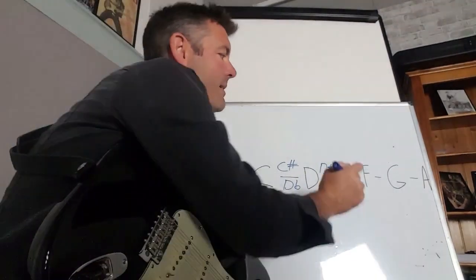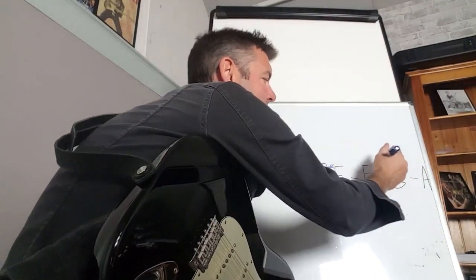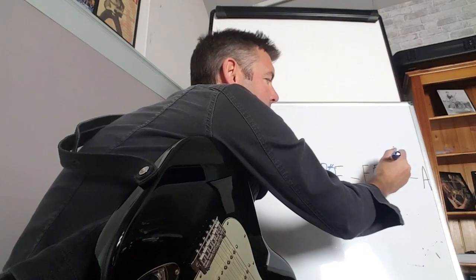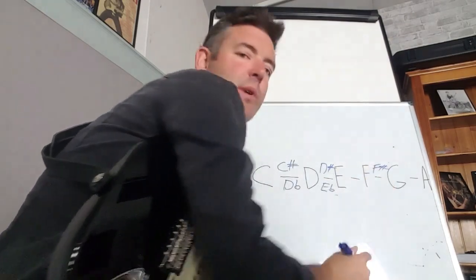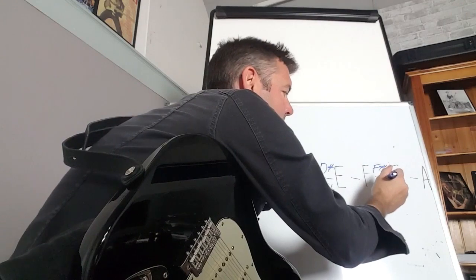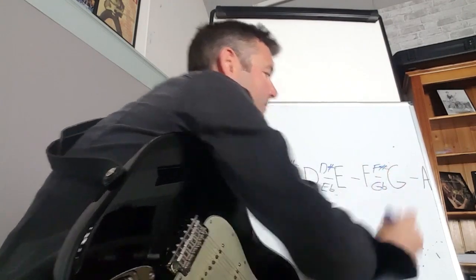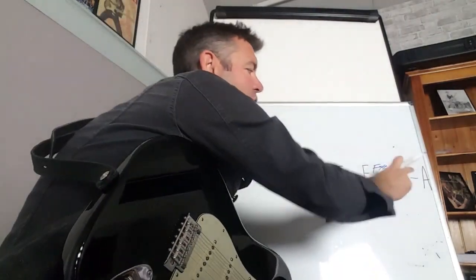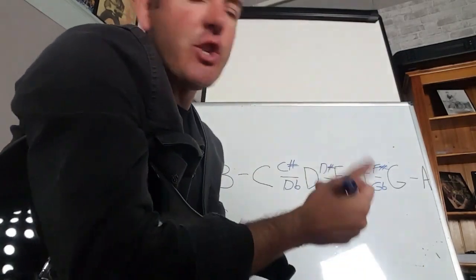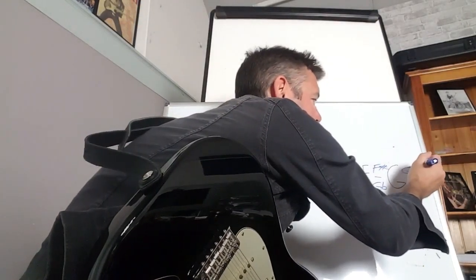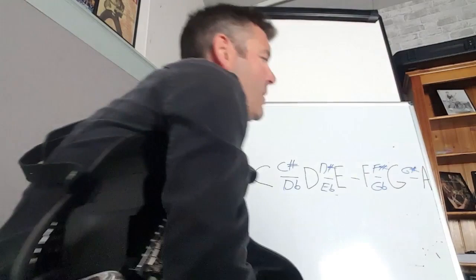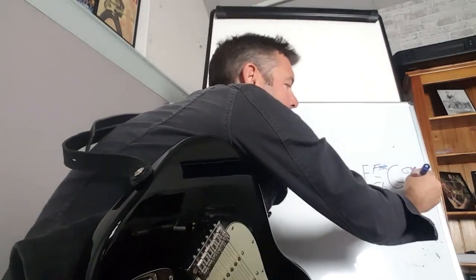Let's look at our next one, F to G. Between F and G, we have F sharp, which we could also call G flat. And in between the notes G and A, we're going to have G sharp, which we could also call A flat.